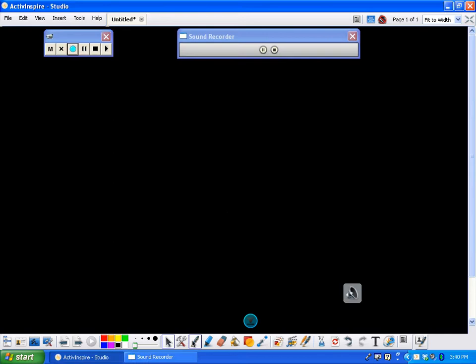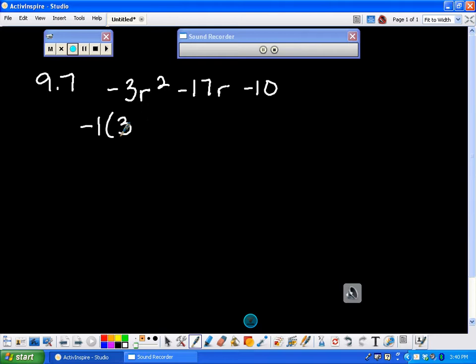Okay, this is a lesson, it's still 9.7, but I wanted to address what happens when you have a negative a. So we have negative 3r squared minus 17r minus 10. And so there's just one additional step. The first thing we need to do is factor out that negative 1. So we have 3r squared minus, actually that becomes plus 17r, and that becomes plus 10.